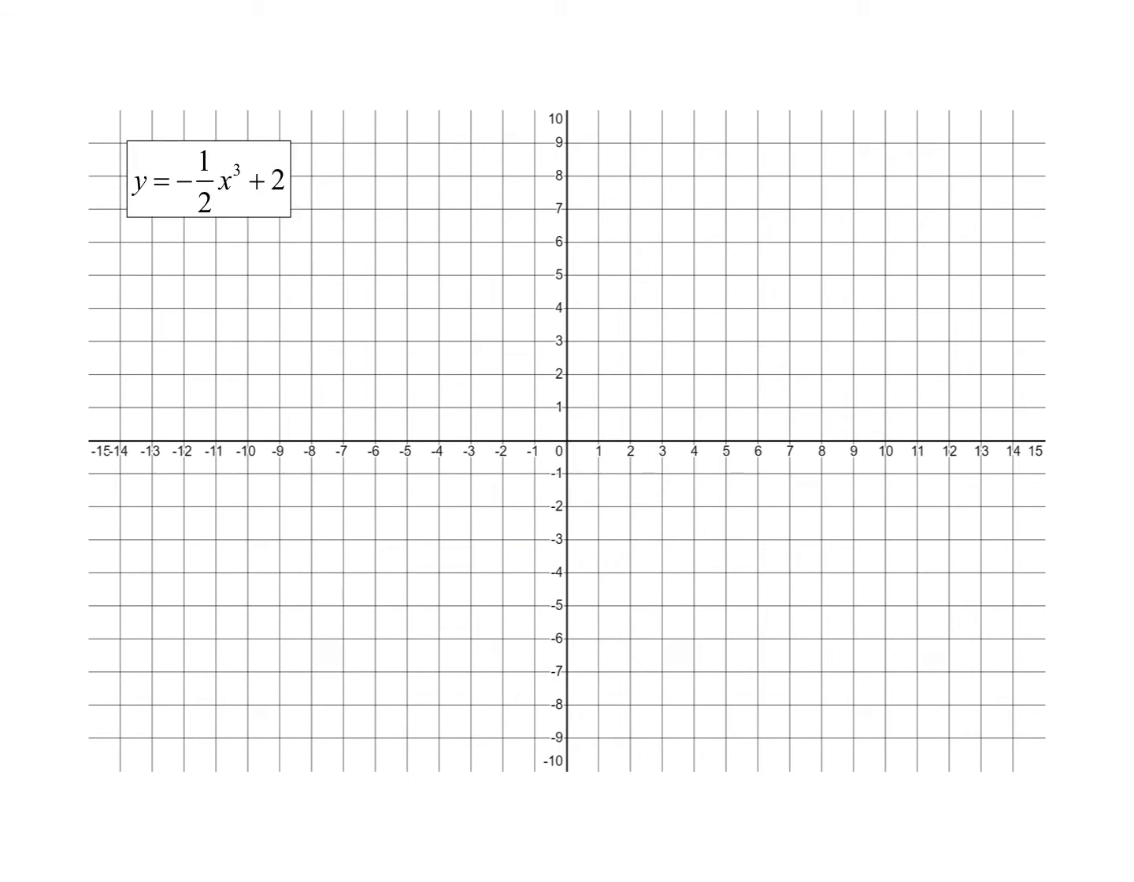So here we have a cubic that's been shifted up 2. So your key point is at 2. It's been flipped upside down, and it's also got a stretch of a half. So instead of going over 1 down 1, we go down a half. And if you look at 2 cubed, that would be 8, but half of that is 4. So you're going to have a graph that looks something like this.